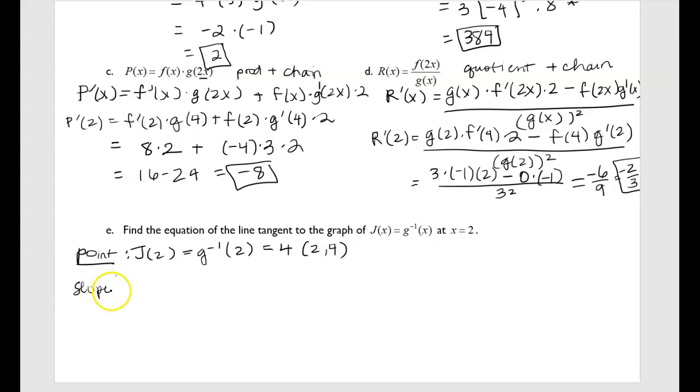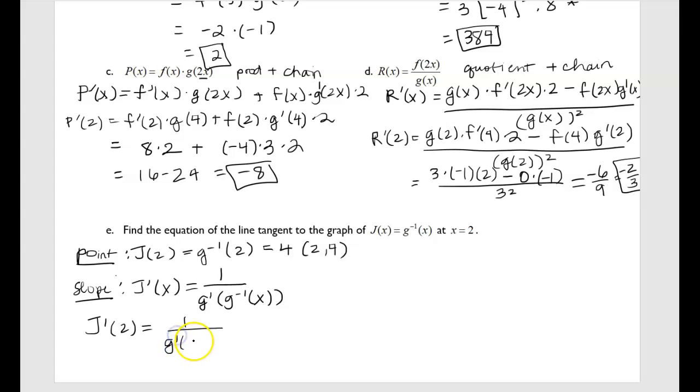To find my slope, I'm going to do my derivative, j prime of x. Remember that formula from the last section? It's 1 over g prime of g inverse of x. And so j prime of 2 is 1 over g prime of g inverse of 2. Well, we know that g inverse of 2 is 4. That's what we actually just found here. So this is 1 over g prime of 4. I can look at the table up above. It tells me that g prime of 4 is 3. So I have 1/3.